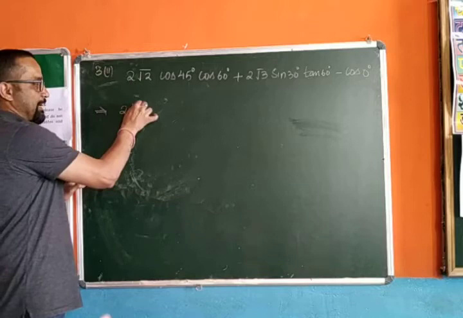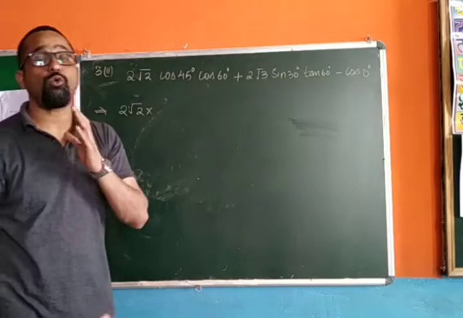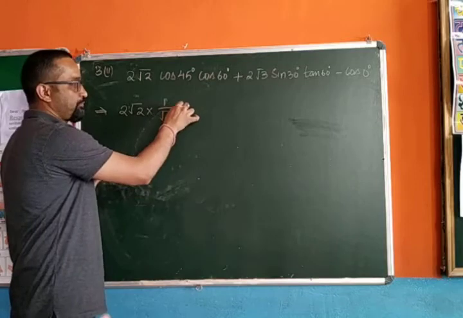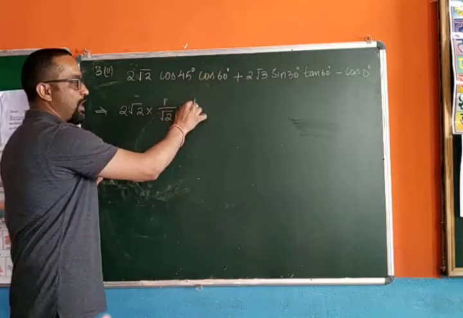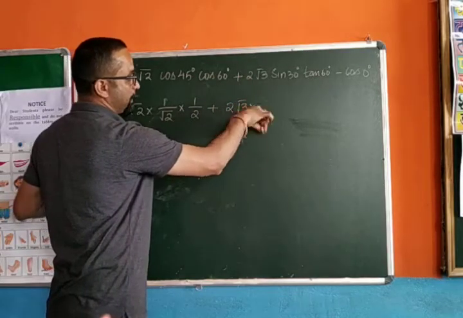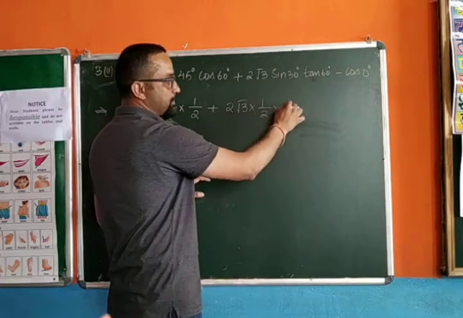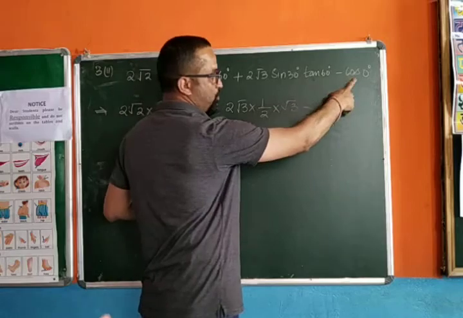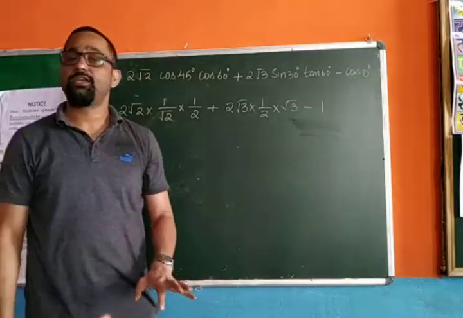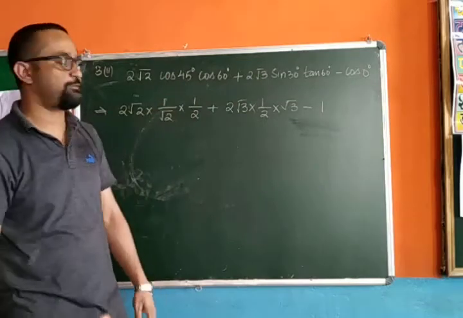2 root 2 is kept as it is with multiplication sign. Substitute the value of cos 45, and cos 45 is 1 upon root 2. Cos 60, 1 upon 2. 2 root 3 as it is with multiplication sign. Sin 30 is 1 upon 2. Tan 60 is root 3 minus cos 0 is 1. Values are very important. Without values, you cannot simplify this question.